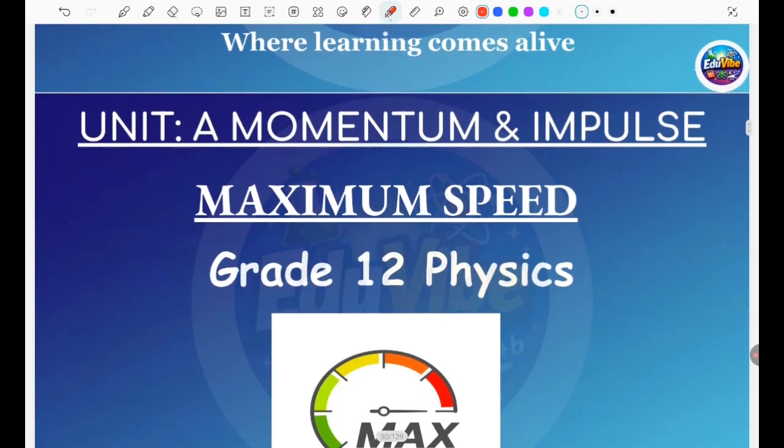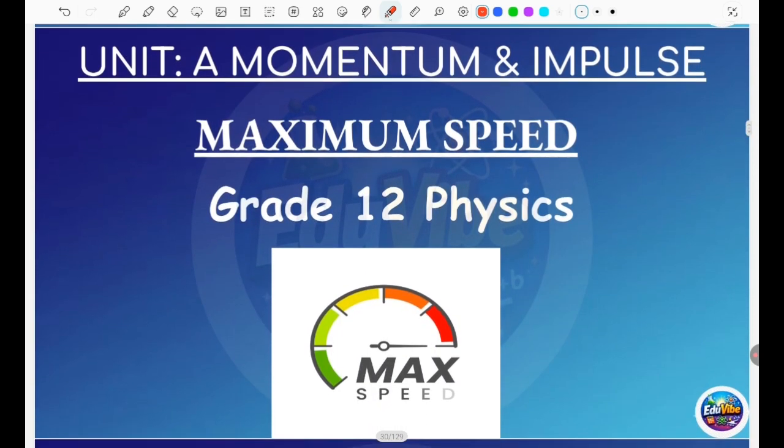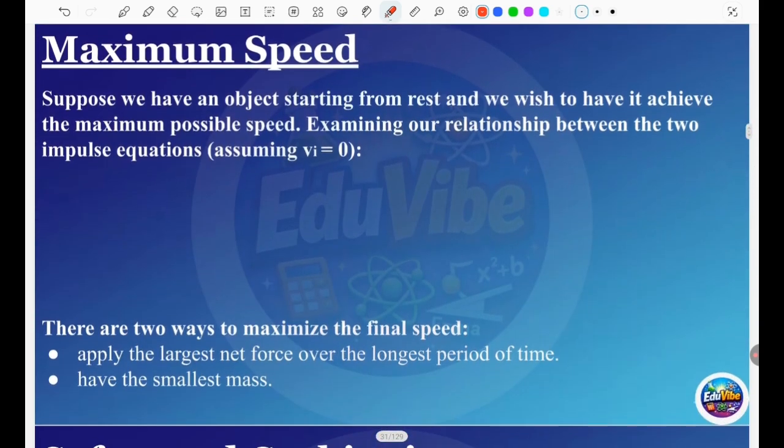Today we will start with the next topic of momentum and impulse, which is maximum speed. In maximum speed, we will be dealing with the theory part of this topic. We are doing grade 12 physics, as you all know, and let's start with the topic which is maximum speed.